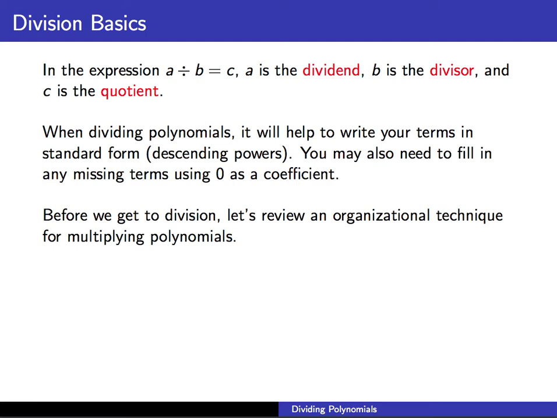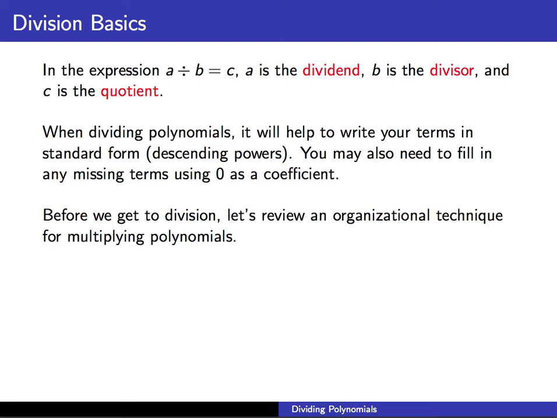So in the expression a divided by b equals c, a is called the dividend, b is called the divisor, and c is called the quotient. So b is what you divide into a, and the result that you get is c, the quotient.